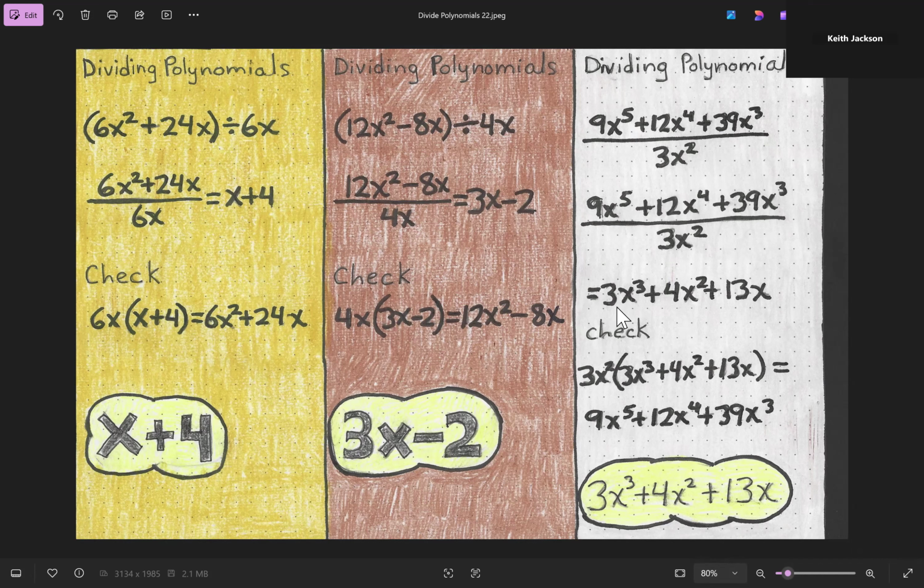And so let's check to see if 3x cubed plus 4x squared plus 13x is our answer. And we're going to multiply it by 3x squared, and let's see what happens. All right, 3x squared times 3x cubed will give us 9x to the fifth power. Yep, there it is. 3x squared times 4x squared, that would give us 12x to the fourth power. All right, so far so good. 3x squared times 13x, yes, that would give us 39x cubed. And so our answer in our final big example is 3x cubed plus 4x squared plus 13x.